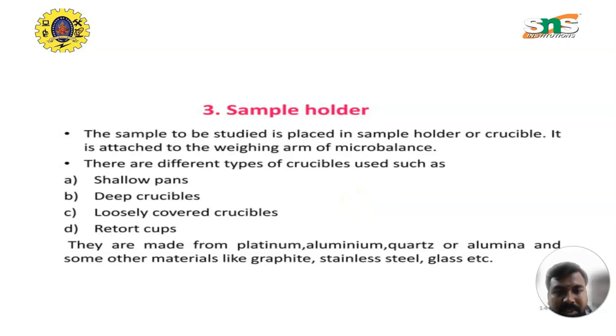The third important component is the sample holder. The sample to be studied is placed in the sample holder or the crucible. It is attached to the weighing arm of microbalance. There are different types of crucibles used, such as shallow pans, deep crucibles, loosely covered crucibles, and retort cups. They are made from platinum, aluminum, quartz, or alumina, and some other materials like graphite, stainless steel, glass, etc. The sample holder is made from these following materials.